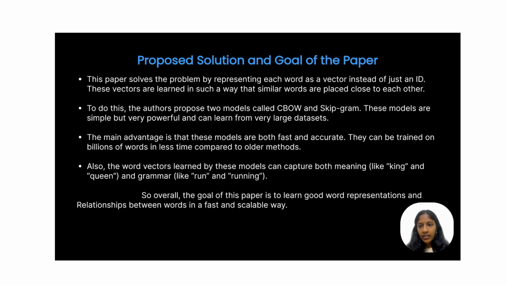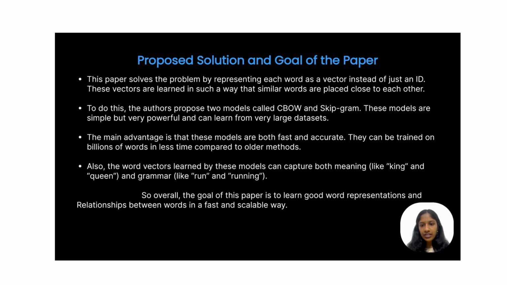So now that we have understood the problem, let's see what solution this paper proposes. The key idea is simple but powerful. Instead of representing words as just IDs, each word is represented as a vector. These vectors are learned so that similar words are placed close to each other in the vector space. So words like king and queen are now related, not completely separate. To achieve this, the authors propose two models, CBOW and skip-gram. We'll understand them in detail shortly, but for now, just note that they are simple, powerful, and can learn from very large datasets.